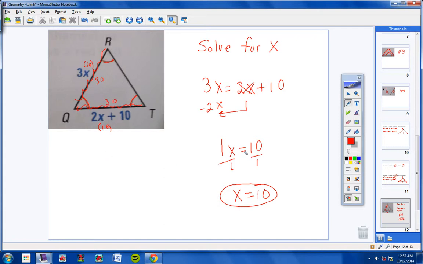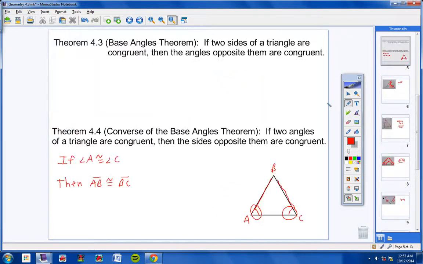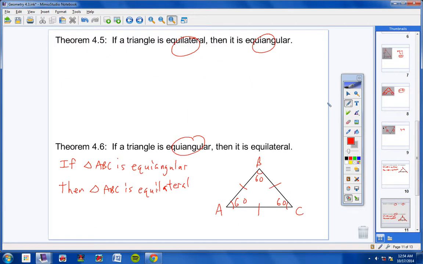Alright, so let's quickly review, guys. You need to be responsible for a couple of theorems here. I want you to know that if two sides of a triangle are congruent, then the angles opposite them are congruent. And also you need to know the converse. If two angles of a triangle are congruent, then the sides opposite them will be congruent. And you need to know that if you have an equilateral triangle, it's also equiangular. And the converse is true. If you have an equiangular triangle, then it's also going to be an equilateral triangle.